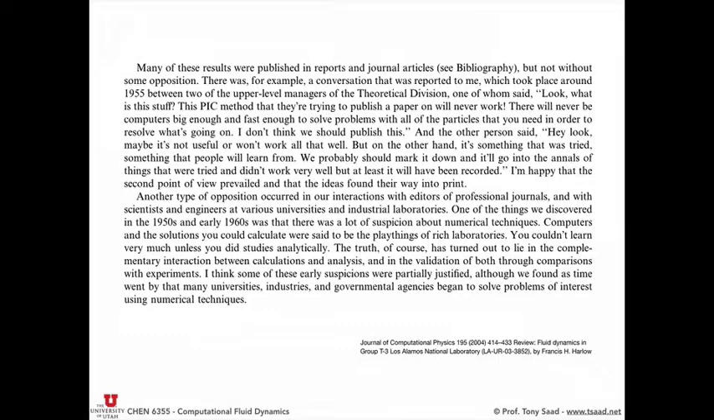Another type of opposition occurred in our interactions with editors of professional journals and with scientists and engineers at various universities and industrial laboratories. One of the things we discovered in the 50s and 60s was that there was a lot of suspicion about numerical techniques. And I still want you to be suspicious. Someone comes and shows you a simulation, you're like, this doesn't make sense. If you watch a movie, like one of those Disney animation movies, you see a lot of fluids going on. Those are not real.